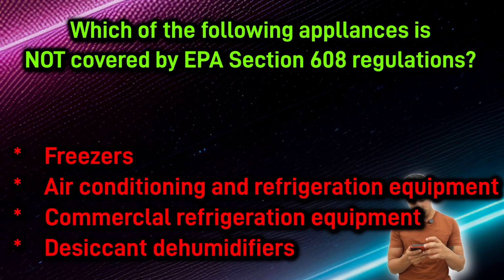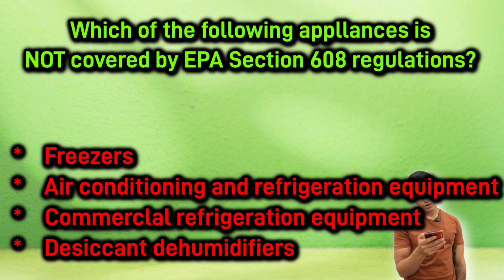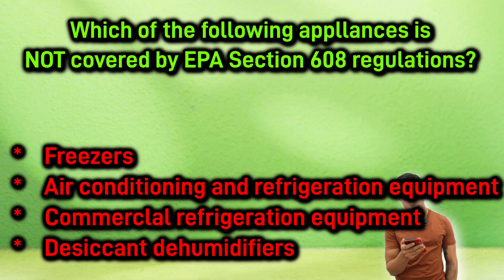Number 14. Which of the following appliances is not covered by EPA Section 608 regulation? Freezers, it is covered. Freezers are covered by 608 regulations. Air conditioning and refrigerant equipment, yes, that's also covered. Commercial refrigeration equipment, it's gotta be covered. So the only one in here that makes sense is dehumidifiers. That will be the answer. D will be the answer for number 14.